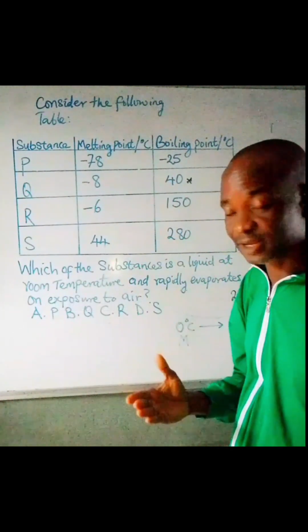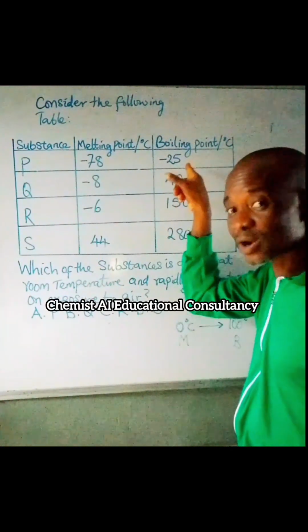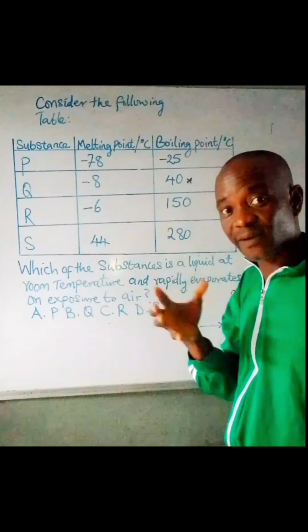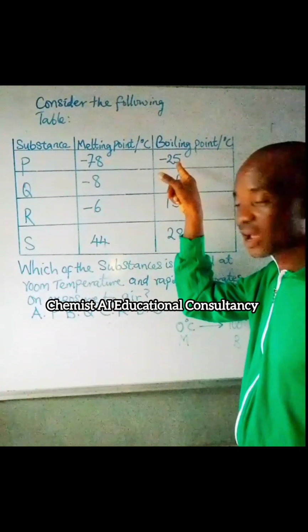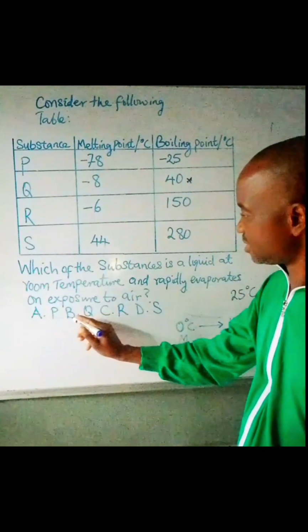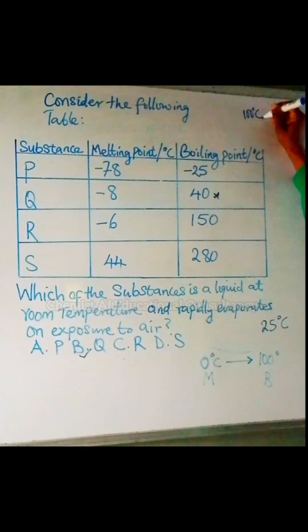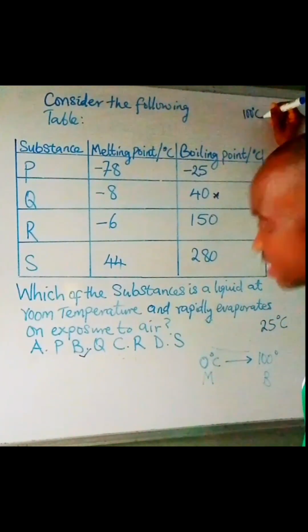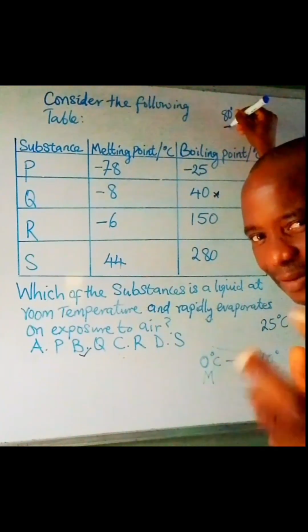Now, according to the answer I saw, they said the substance is P. But the boiling point of that substance, which they say evaporates rapidly at room temperature, is minus 25. And that is why the answer is B. The boiling point of water is 100 degrees Celsius. Now, consider heating water at 80 degrees Celsius. How rapid the evaporation will be.